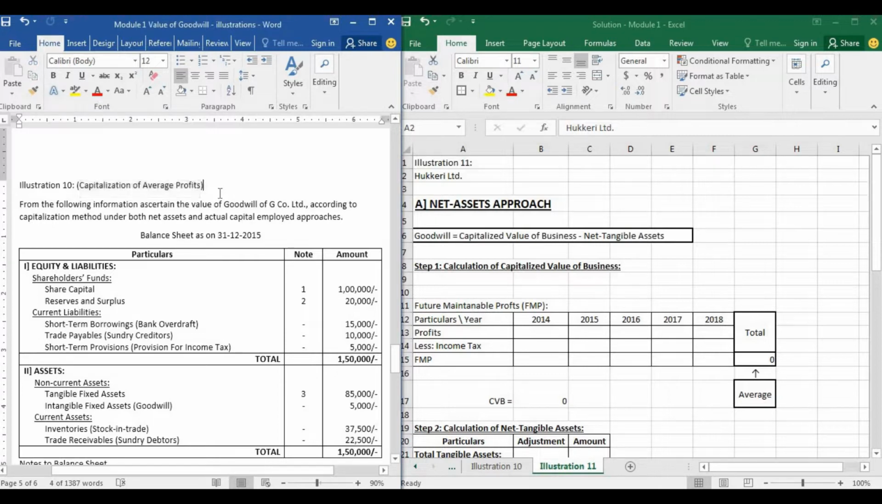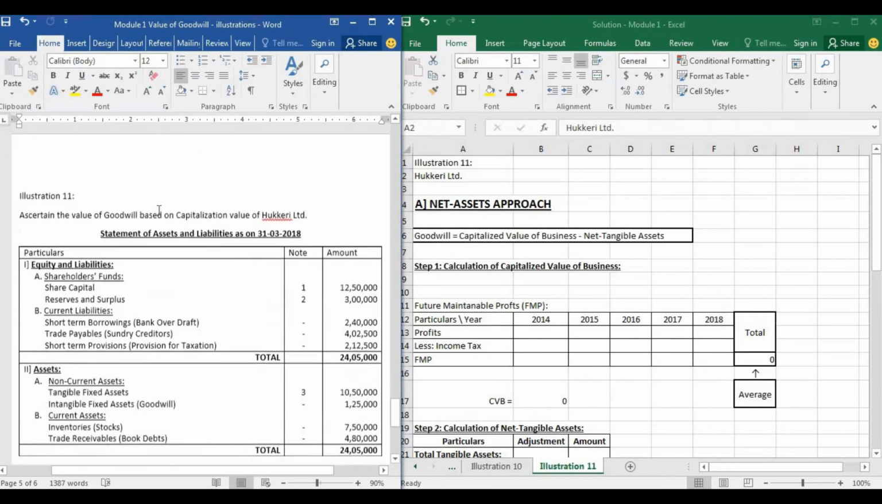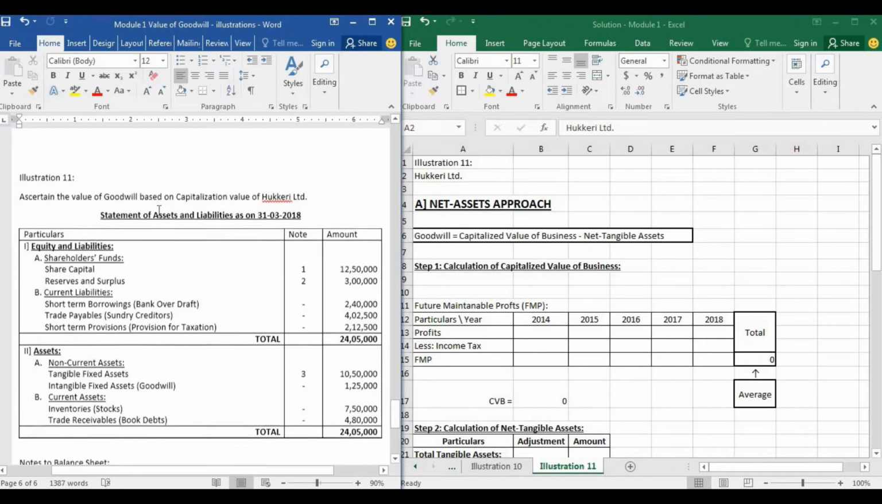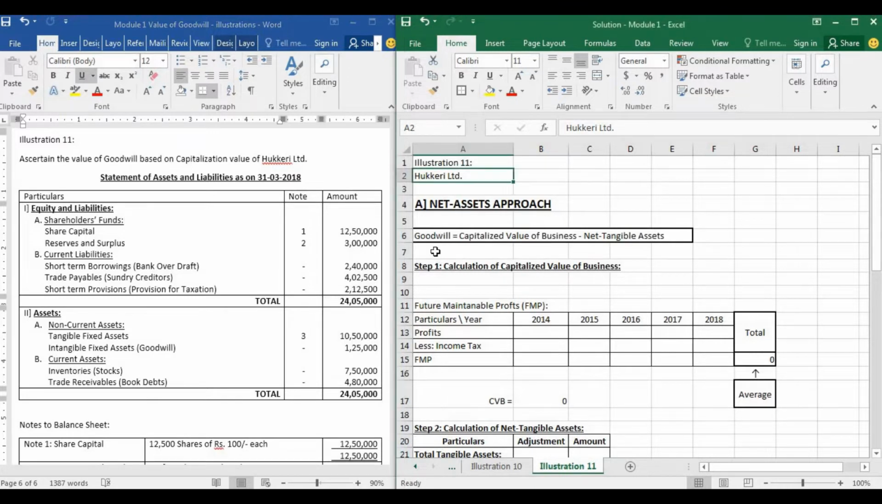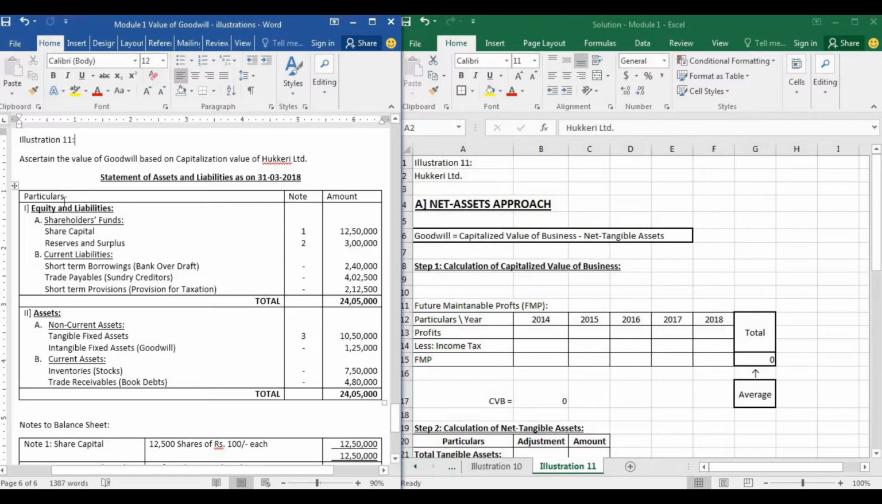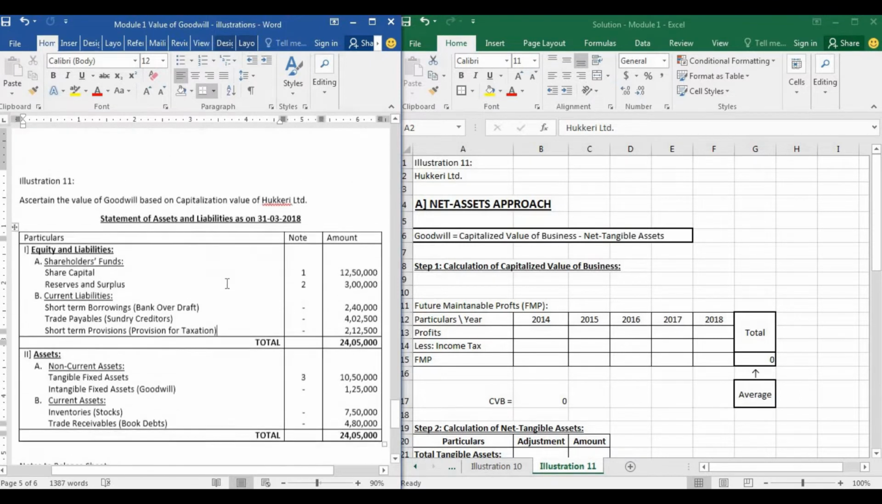And in the previous video, guys, we solved an illustration on capitalization of average profits, and we had also discussed that in the next video we are going to discuss super profits. But I got a couple of requests from students asking me to solve one more problem on this method as well, so I have taken another illustration on the same technique, which is capitalization of average profits. So we will solve this problem today, and from the next video we are going to start super profits. All right, so let us just go through the problem.